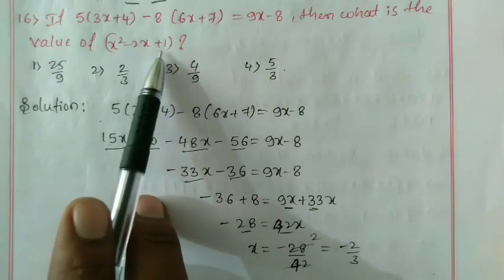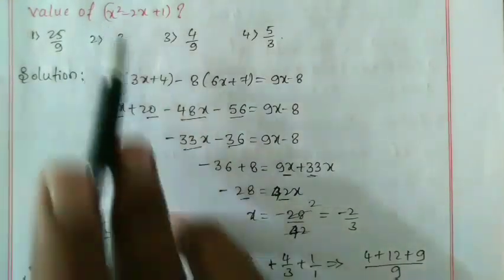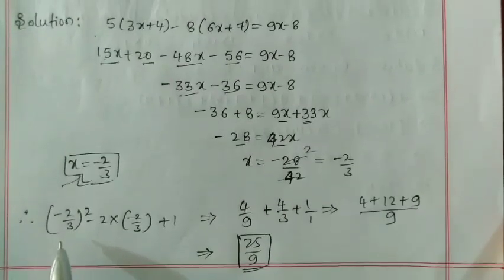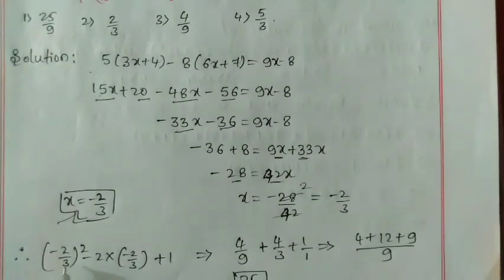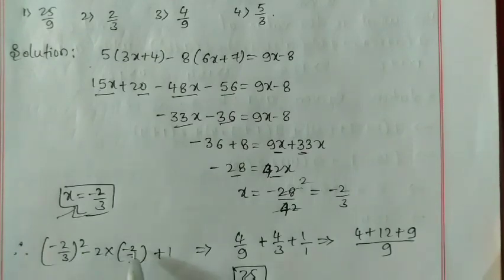Then you can find the value of x square minus 2x plus 1. Here you substitute the value of x, minus 2 by 3. X square means minus 2 by 3 whole square. Then minus 2 into x means minus 2 times minus 2 by 3, plus 1. Minus 2 by 3 whole square means 4 by 9, since 2 square is 4 and 3 square is 9. Minus into minus is plus, 2 times 2 is 4 by 3, plus 1.